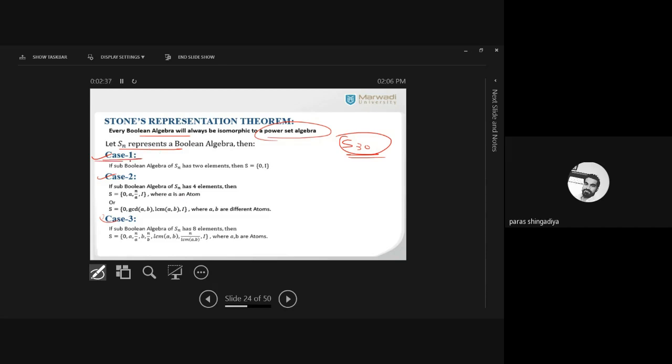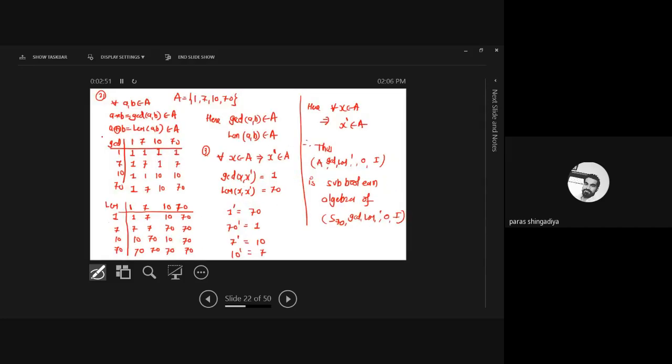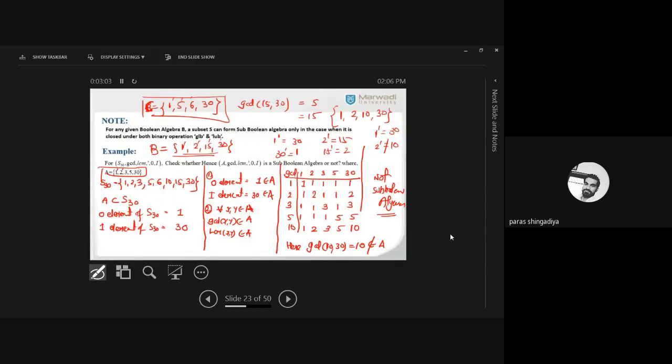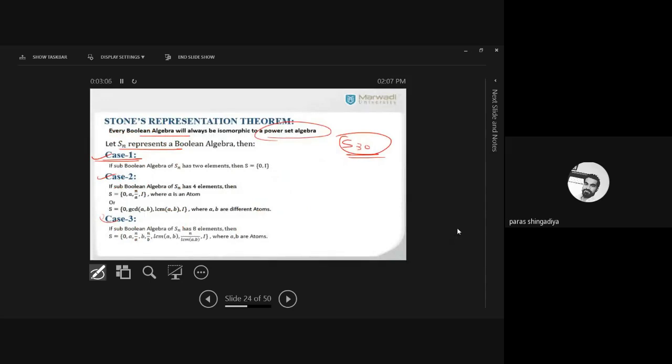In case 1, we can consider the sub-Boolean algebra which includes only two elements. So how many sub-Boolean algebras can we create which include only two elements? You also have to keep in mind all three properties of a sub-Boolean algebra: zero and I should exist, the closure property, and the complement property. These three properties should be verified. So how many sets do we have which include only two elements and are called a sub-Boolean algebra? You have only one answer.